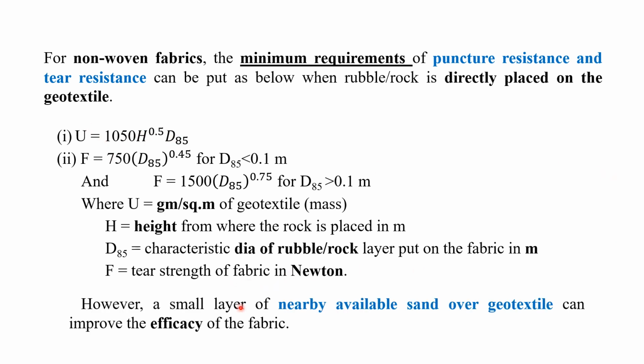Now what it says is that a small layer of nearby available sand over the geotextile can improve the efficacy of the fabric. Whenever you are going to control the damage criteria, it is always better to use the local sand over the geotextile. Then you can put the gravels on the geotextile, right? So these are about the damage criteria.